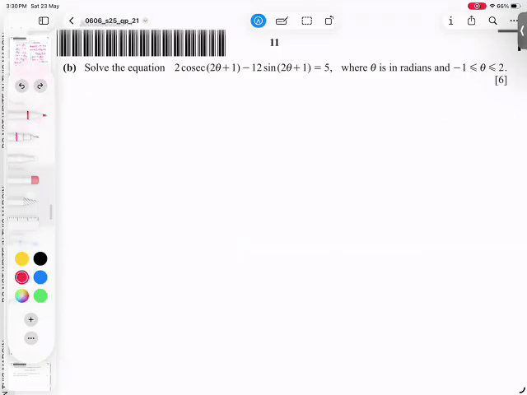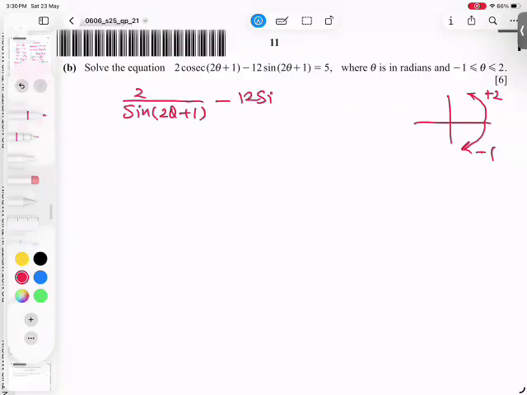Again, we have to be careful, negative. It means we can go anti-clockwise till positive 2 and clockwise till -1. Negative means when you go anti-clockwise, we have a positive angle, and clockwise is a negative angle. So first of all, cosec, what is cosec? 1 by sine. So I'm getting 2 over sine 2 theta plus 1, and minus 12 over sine 2 theta plus 1 is equal to 5.